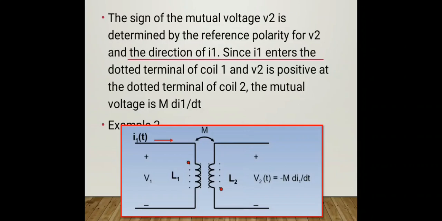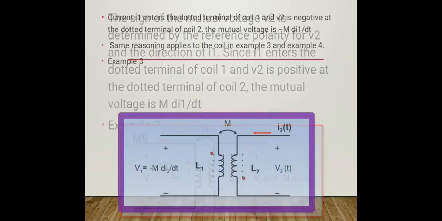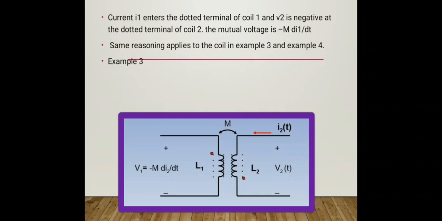Since I1 enters the dotted terminal of coil 1 and V2 is positive at the dotted terminal of coil 2, the mutual voltage is M di1 divided by dt. Example 2: the current I1 enters the dotted terminal of coil 1 and V2 is negative at the dotted terminal of coil 2. The mutual voltage is minus M di1 divided by dt.